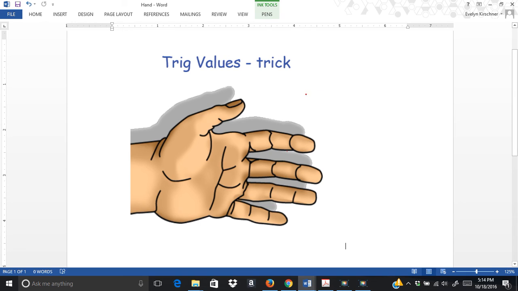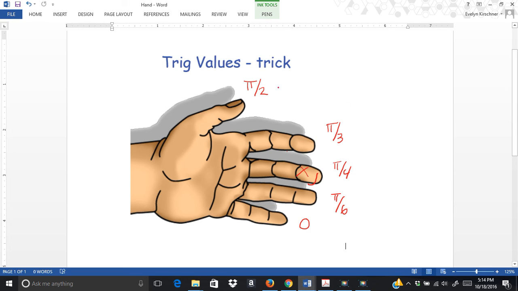So think about this little trick. Think about a hand. If you hold your hand out, and I'm going to label it just like I labeled that circle there. So this is 0, and this is pi over 2. I'm going to label my other fingers pi over 6, pi over 4, and pi over 3. Now, the cool thing is if I pick one of my fingers and I bend it, so let's say I'm bending that one, it becomes your comma.